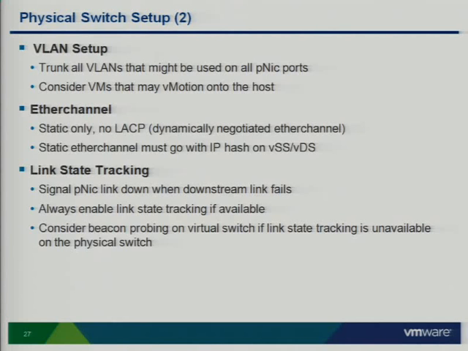Link state tracking. Some physical switches allow you to configure that if a downstream link fails, then you signal the link down on the ESX facing side. If the physical switch supports that, you should enable it. But if the physical switch does not have the link state tracking feature, then you can consider using beacon probing on the virtual switch side.